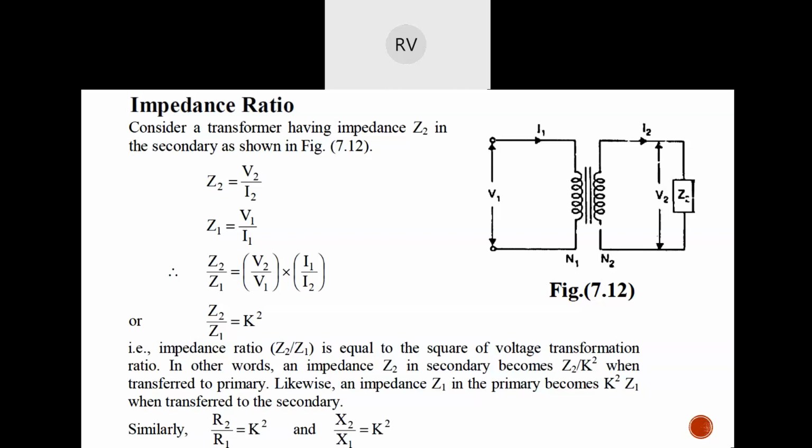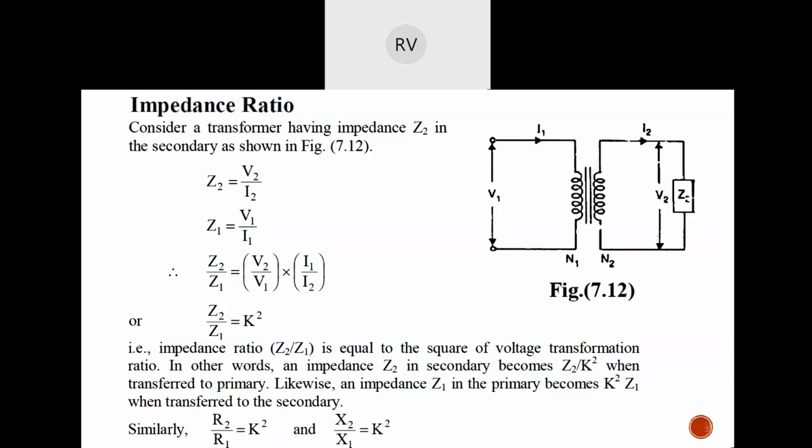So if you want to transfer the impedance on the secondary side to the primary side, then you have to maintain this ratio, that is the impedance ratio. Okay, so Z2 on the secondary side becomes Z2 by K square on the primary side. Using this formula you can do that. And if you want to change the impedance Z1 from the primary to the secondary, then it becomes K square into Z1. You have to multiply it with K square.